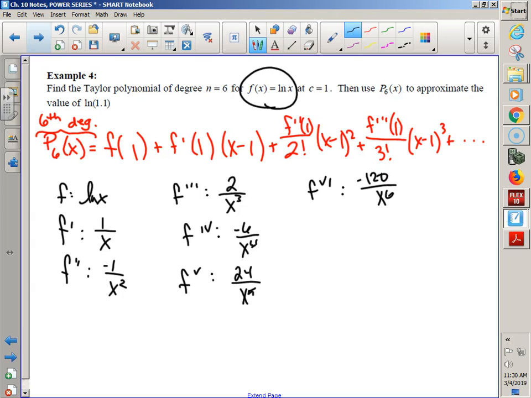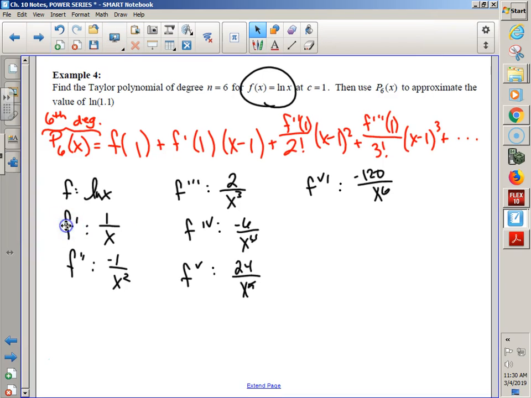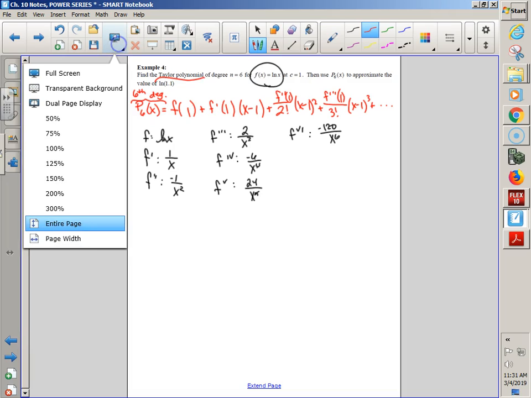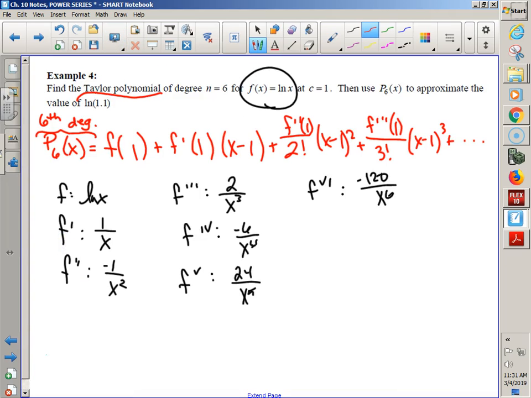If you guys wouldn't mind checking my derivatives really quickly, that would be awesome. I'm going to go ahead and get an entire page and expand a little bit. Now this one says not centered at 0. This isn't a Maclaurin, this is a Taylor. Can anybody tell, if I zoom in on the directions, why wouldn't they want it centered at 0? Well, yeah, at 0 would be pretty bad because ln of 0 doesn't exist.